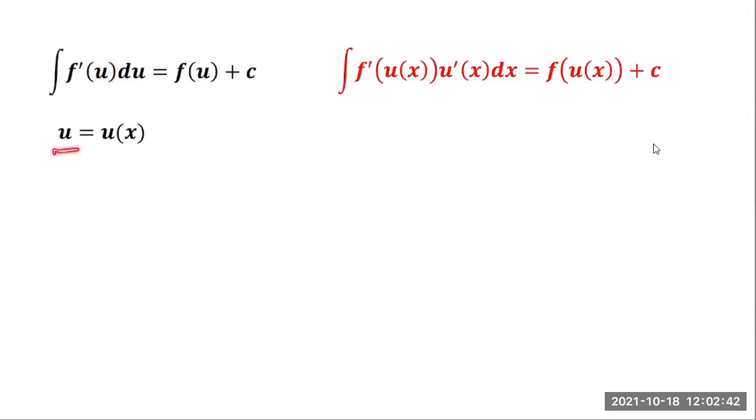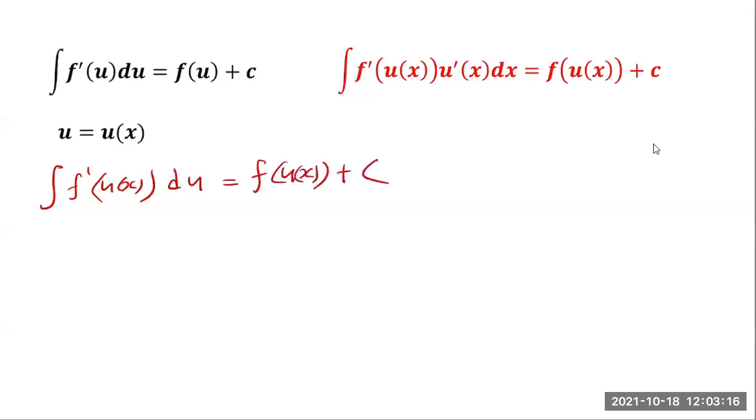If u is equal to u of x, then this integral becomes integration F prime of U of X. I'm plugging U of X in place of U, and then here you have D of U. Well, it is D of U of X, but I will keep U there because U of X is the same as U. And then that is going to be equal to, on the other side also, I'm going to plug in U of X in place of U plus a constant.